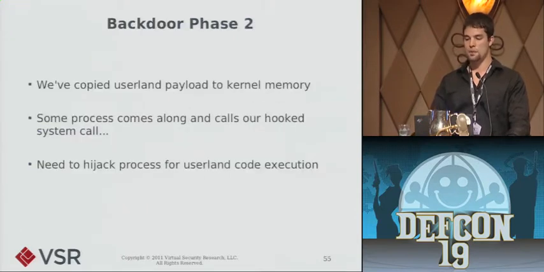So now we want to move on to phase two. What we've done is copy the userland payload that we want to execute eventually into kernel memory. Some process comes along and is going to call the system call that we chose to hook. And what we need to do now is hijack that process to execute our userland code.